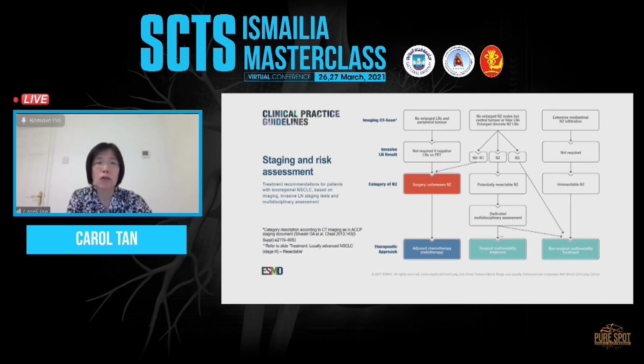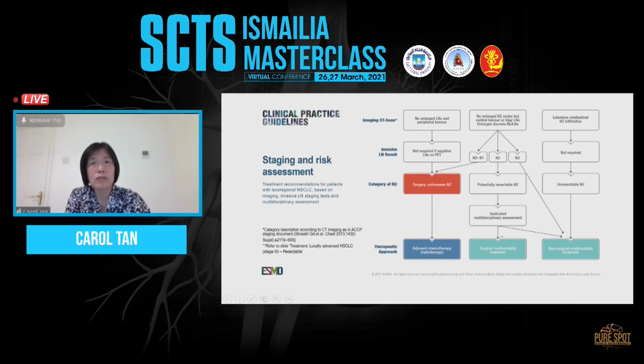This comes from the European guidelines as well, and it's quite a nice algorithm in terms of what they suggest should be done. So if you've got no enlarged lymph nodes, peripheral tumor, you don't really need any invasive lymph node sampling, EBUS or mediastinoscopy. But if you proceed to surgery and you have unforeseen N2, you complete the surgery and you give adjuvant chemotherapy, and in brackets, radiotherapy.